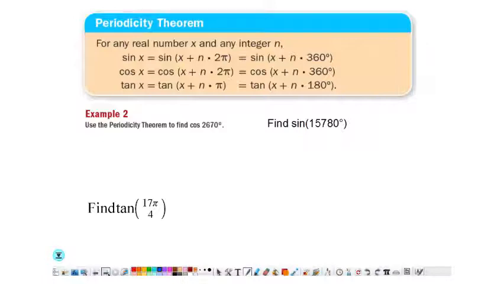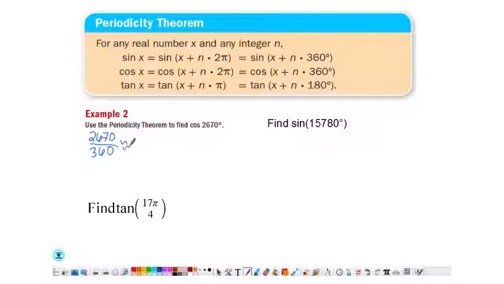I know with all the words that's really confusing, so let's show you what it means with the numbers because it's actually pretty simple. So we want to evaluate the cosine of 2,670 degrees. Now that's a giant number, so we want to make it smaller. We want it to be between 0 and 360. So what I'm going to do first is I'm going to do 2670 divided by 360.